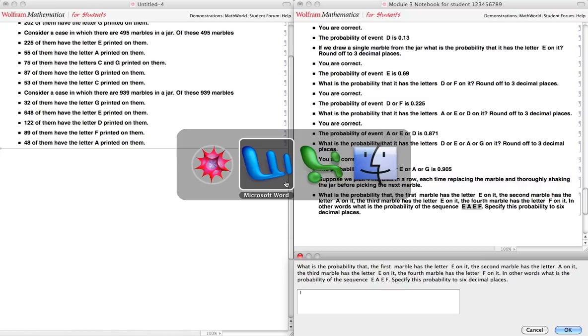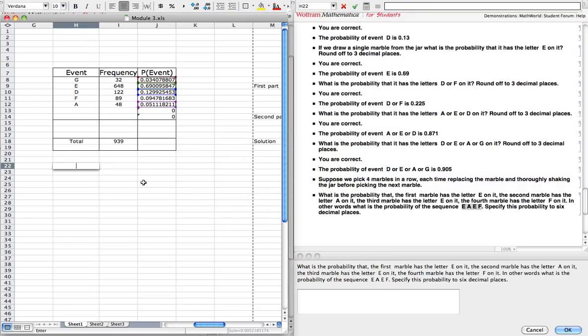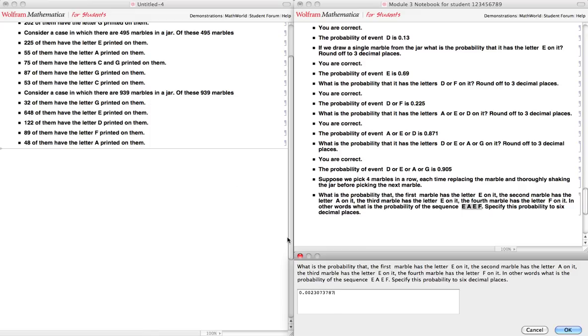Okay, so for this sequence of events, E, A, E, F, simply take E, multiply by A, multiply by E, multiply by F. Okay, don't forget you're asked to round off to 6 digits to write a decimal.